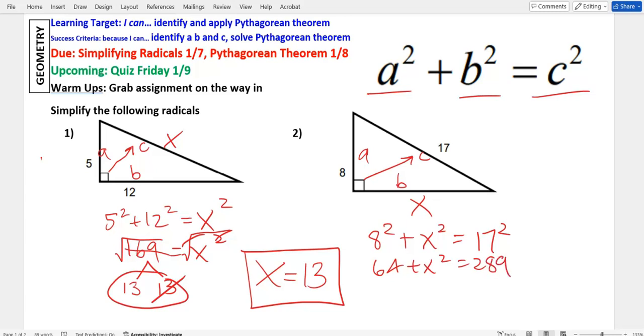Yes, just like example 3 on yesterday's notes, if you have a missing leg, you're going to end up subtracting. So to get x by itself, I need to get rid of a positive 64. So I'm going to subtract 64 from both sides. And I'm going to get 225. Now 225 is... And then we get rid of that square with the square root again.